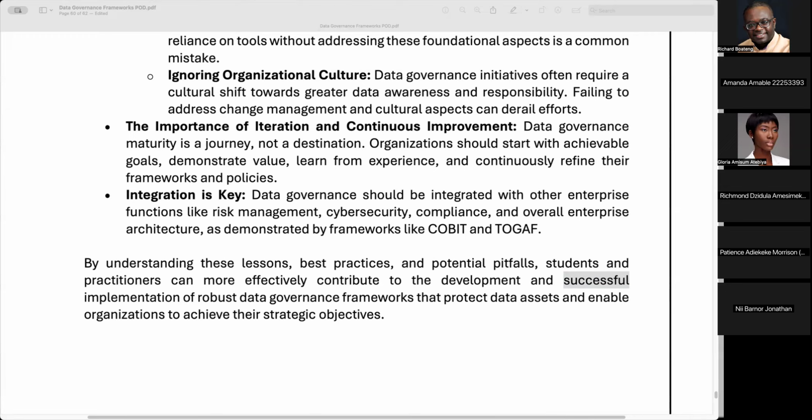Precisely. These lessons, drawn from grappling with the complexity and sensitivity of a scenario like Apex Health, offer invaluable practical insights for anyone preparing to work as a data professional. They highlight the realities beyond the textbook definitions of the frameworks.